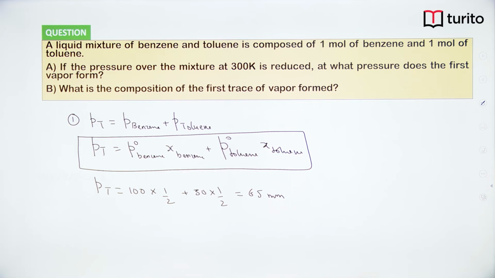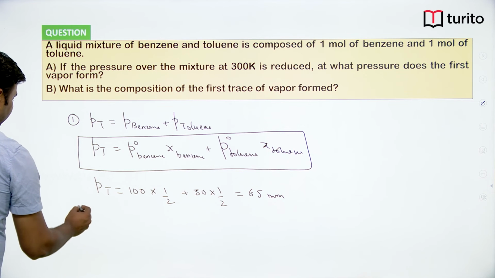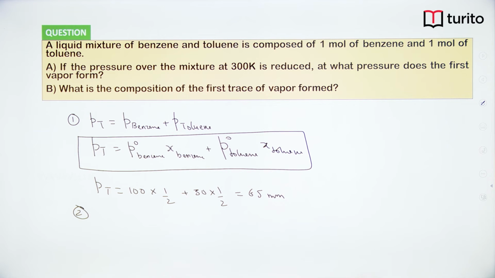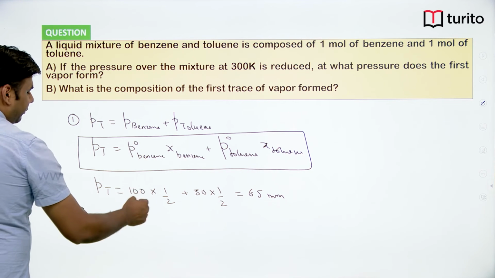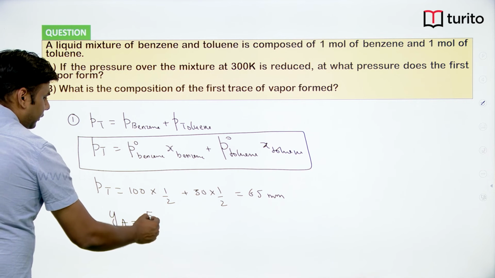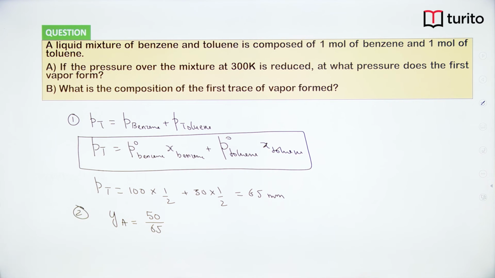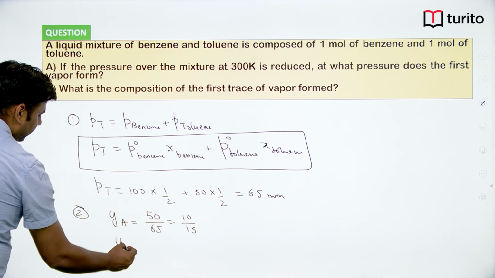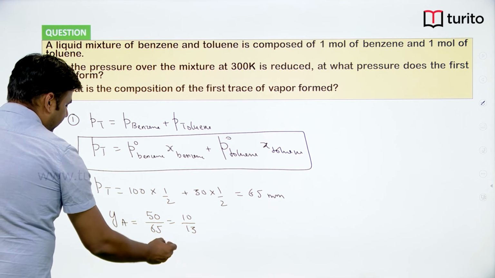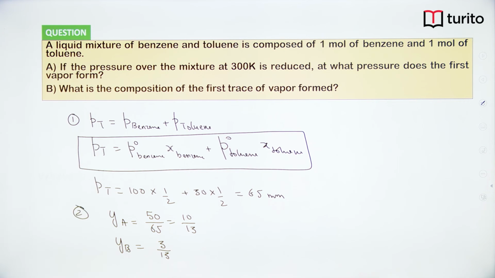Now it is asking for the composition of the first trace of vapor. Again, we want to find the composition at the bubble point. So we'll say that YA will be equal to PA, which is 50, upon 65, the total pressure. So we can write this as 10 by 13. And YA plus YB is 1, so YB I can write as 3 by 13. So we get the mole fraction of A and B, suppose A was your benzene and B was your toluene. So that is 10 by 13 and 3 by 13.